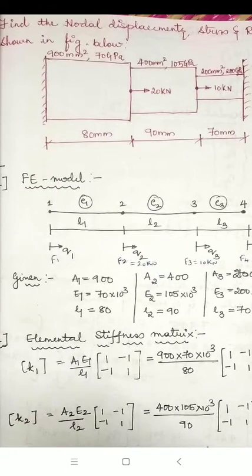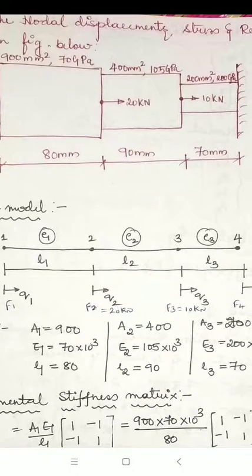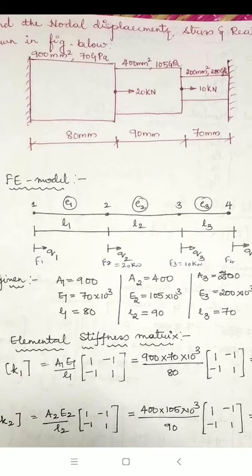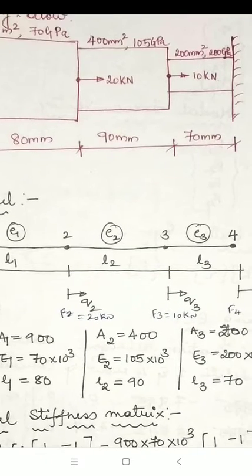The diagram of the bar element is shown here. It is a stepped bar. There are three different elements having different cross-sectional areas and different material properties. You can see that the extreme left side is fixed and the extreme right side is also fixed. At two places loads are acting, meaning forces are acting. One is a 20 kilonewton force, another is a 10 kilonewton force.